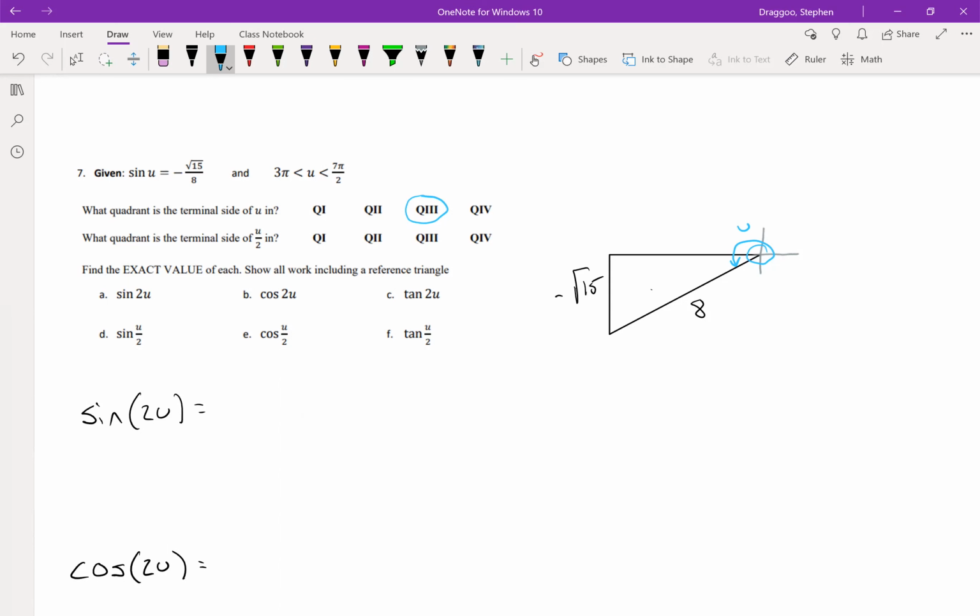We can complete this reference triangle over here. We're just missing the x value. So if we use the Pythagorean theorem, x squared plus root 15 squared is equal to 8 squared. And 64 minus 15 will be 49, meaning that x is equal to negative 7. And negative 7 because we're in the third quadrant.